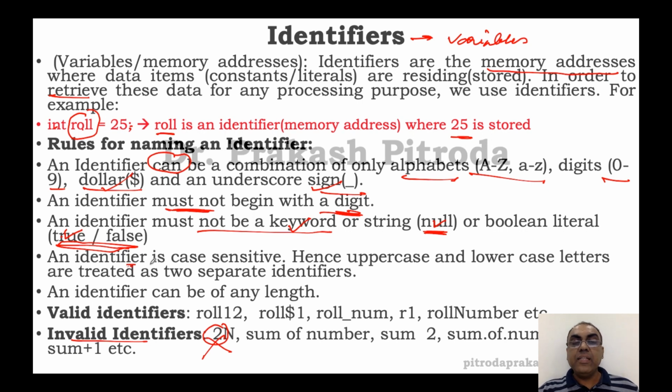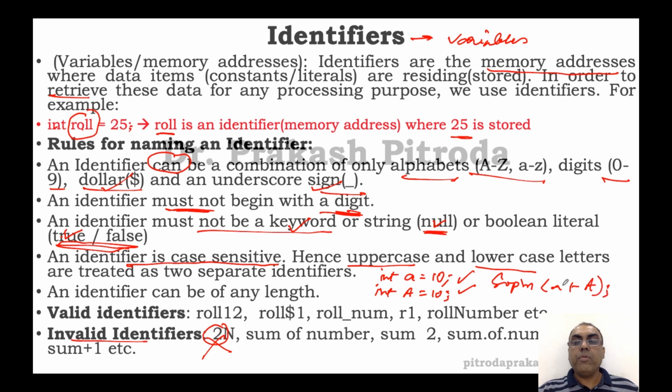Then it says an identifier is case sensitive. Case sensitive means anything which is capital or small is considered separate. Capital letters are known as uppercase, small letters are known as lowercase. So if I say int a is equal to 10 and int A is equal to 10, then the computer will give me no error, they both will work in the same program. This a is different from this A. I can also write System.out.println(a + A) and the computer will give me the answer 20.